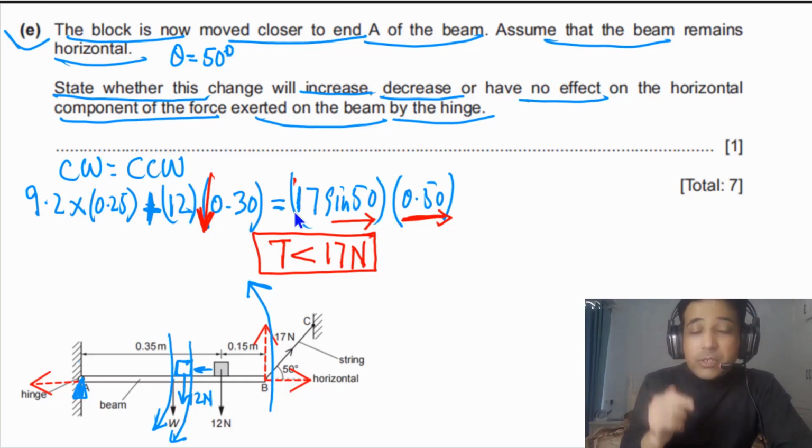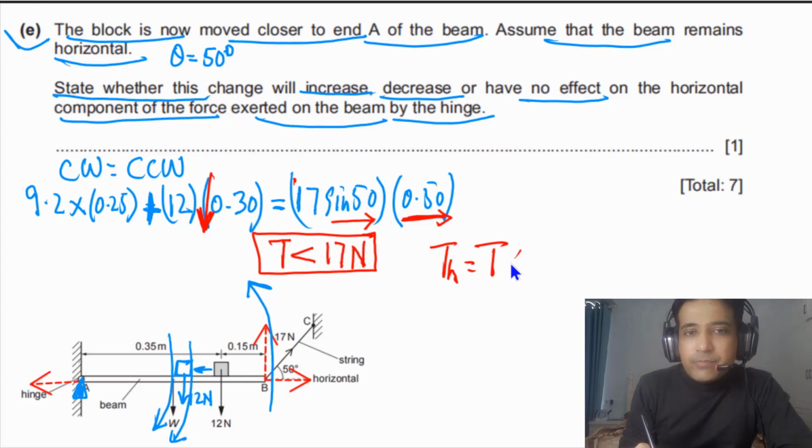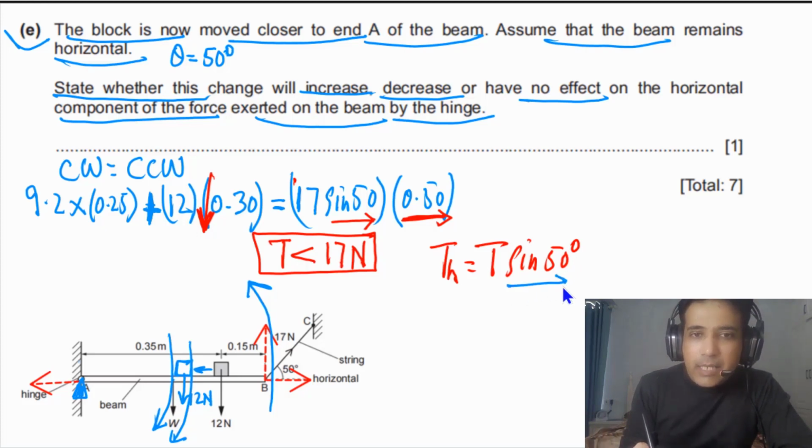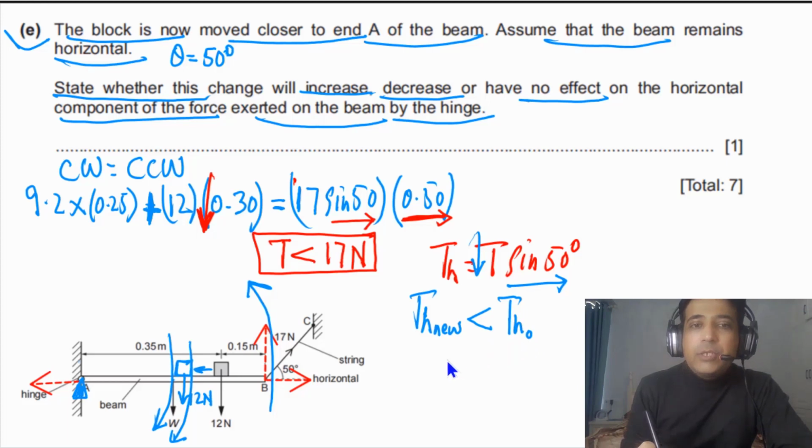If T decreases, what is the effect on the horizontal component of tension? We can say TH has to be equal to T sine of 50 degrees. In this case, the angle is the same, but T has decreased. So the new value of TH has to be lower than the original value of TH. Simply, TH has decreased. This is how you can compare.